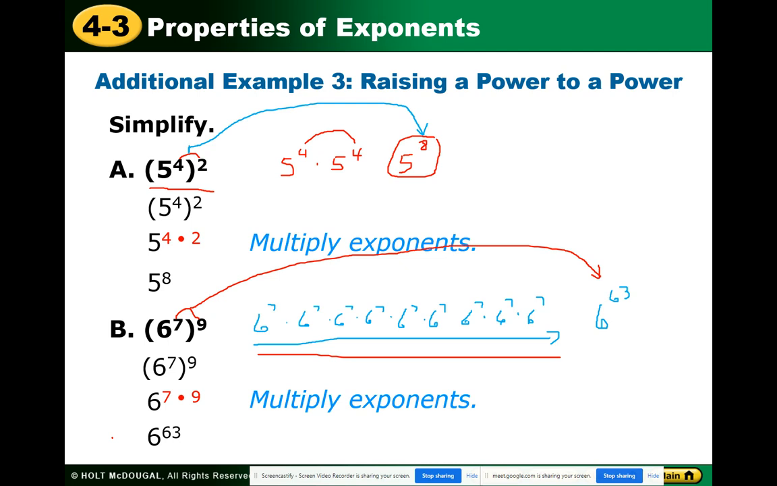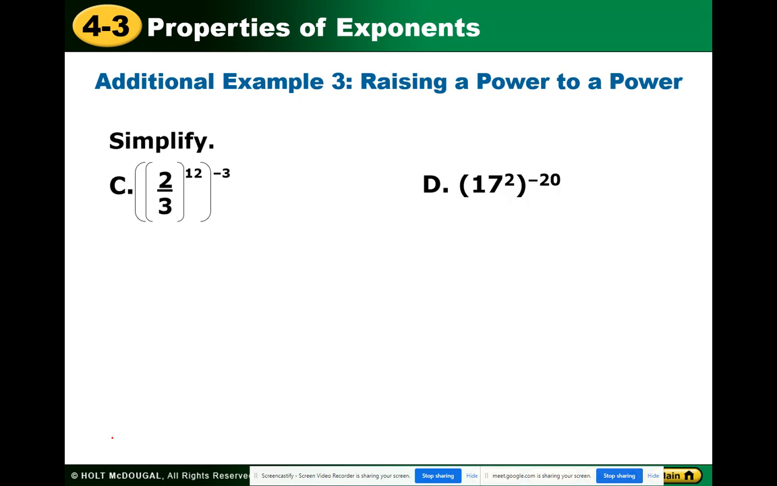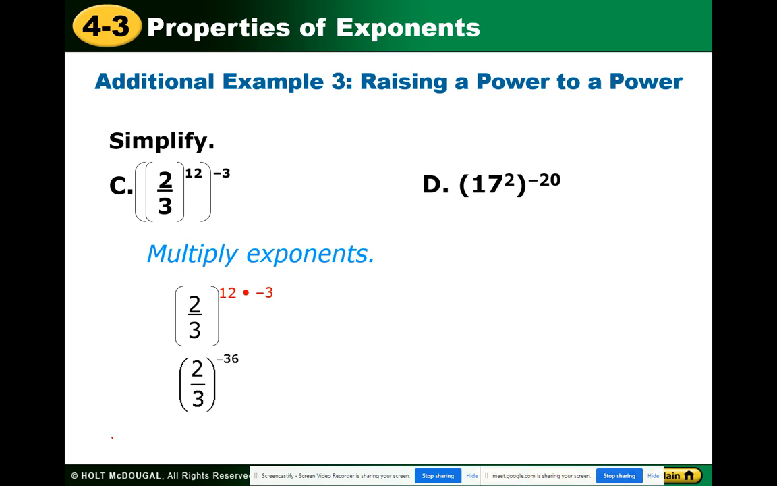And now we kind of move onward and upward to this one that's a pain in the bottom. So with C, I'm not going to have anybody guess. Let's just go ahead and look at C. Okay. Multiply the exponents. 12 times negative 3. So we get 2/3 to the negative 36th. Okay. So that would be our answer.